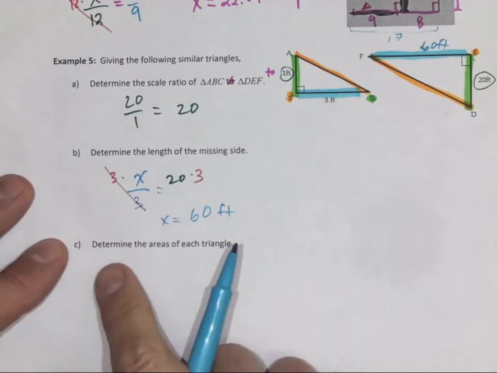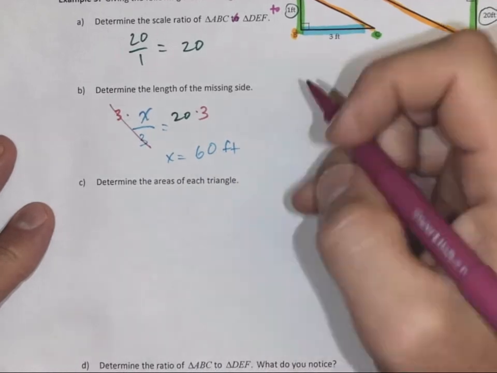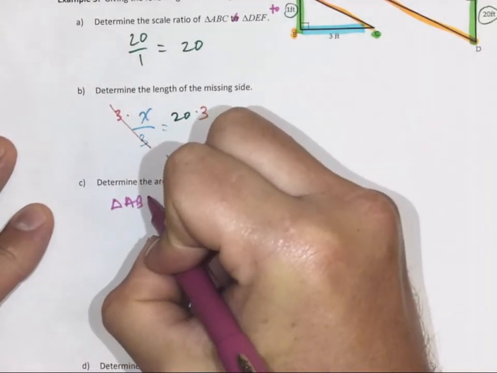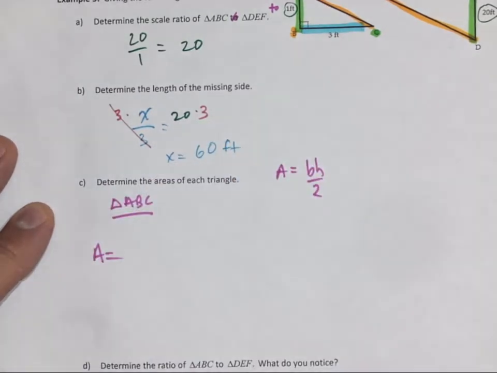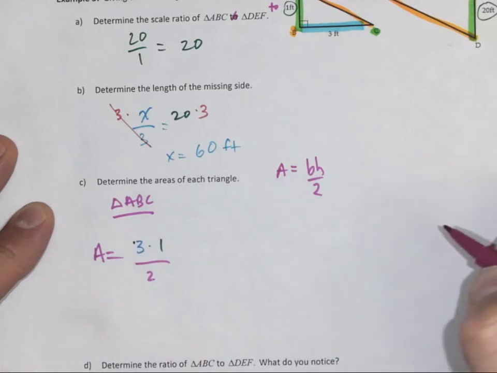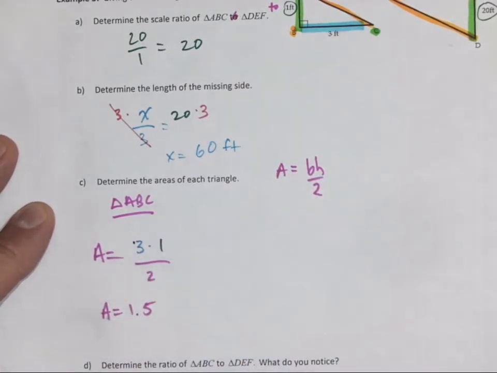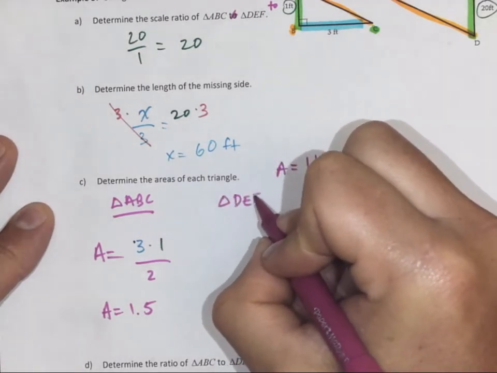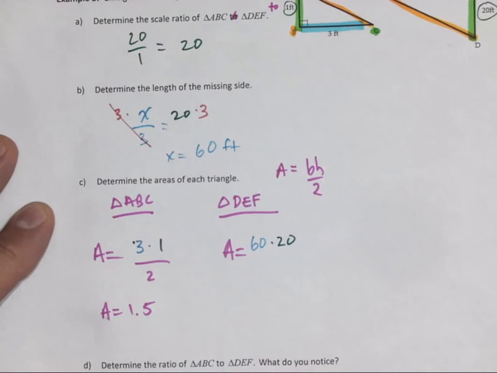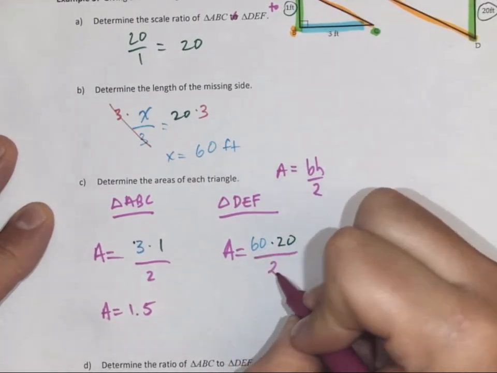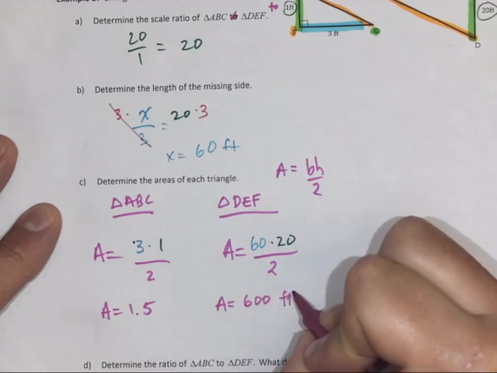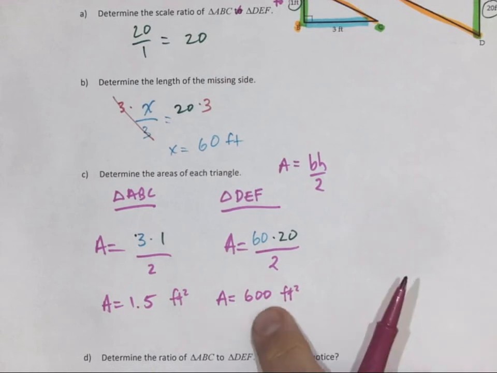Cool. Determine the area of each triangle. So remember, what's the formula for area again of a triangle? Oh yeah, base times height divided by 2. So for triangle ABC, the area is going to be 3 times 1 all divided by 2. And I'm going to turn this into decimal just for us. So the area is 1.5 feet squared. For triangle DEF, we're going to have 60 times 20, base times height, all divided by 2. 60 times 20 all divided by 2. The area is 600 and it's feet squared. It's that unit. So a lot more area.